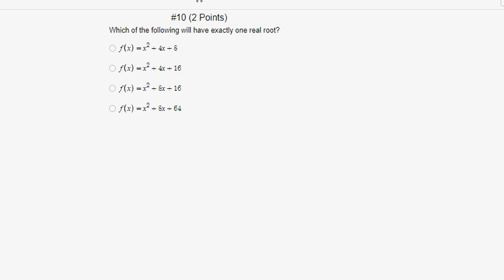Now, if we want to know which one will have exactly one real root, that takes us back to our discriminant. One real root means our discriminant is equal to 0. So let's look at our first one. We have b squared minus 4 times a times c. That is equal to 16 minus 32. That definitely is not going to equal 0.